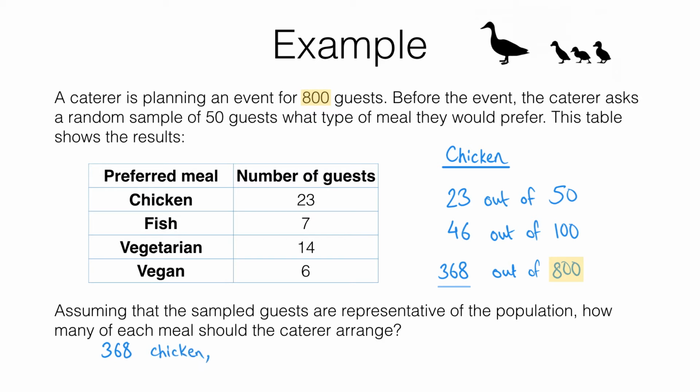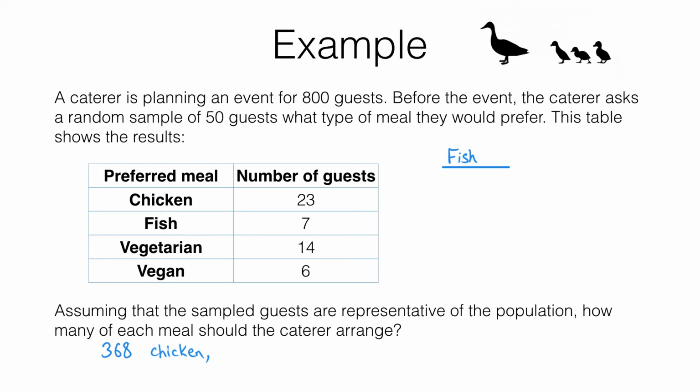Let's move on to fish. We can see that 7 out of 50 want fish. That means 14 out of 100 would want fish, and multiplying by 8 we can see that 112 out of 800 would want fish. So that's 112 fish meals, which I'll write down here.